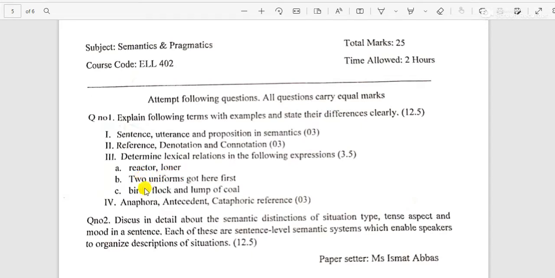Reactor loner, two uniforms got here first, and part C is bird or flock and lump of coal. Fourth one is anaphora, antecedent, cataphoric reference. And question number 2 is discuss in detail about semantic distinction of situation, type, tense, aspect, and mood in sentence.